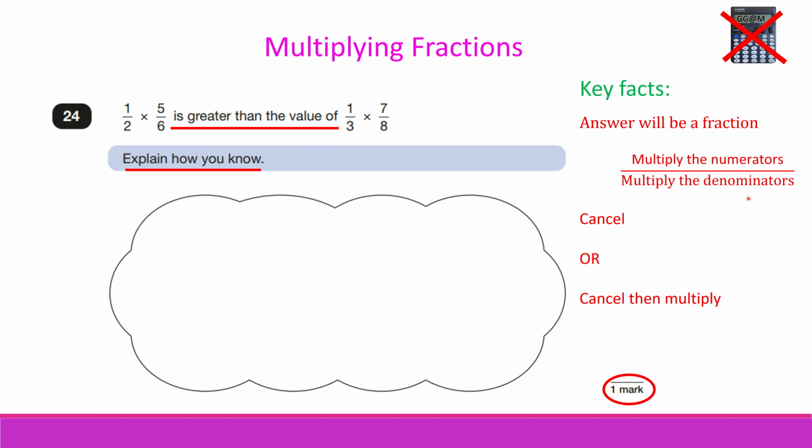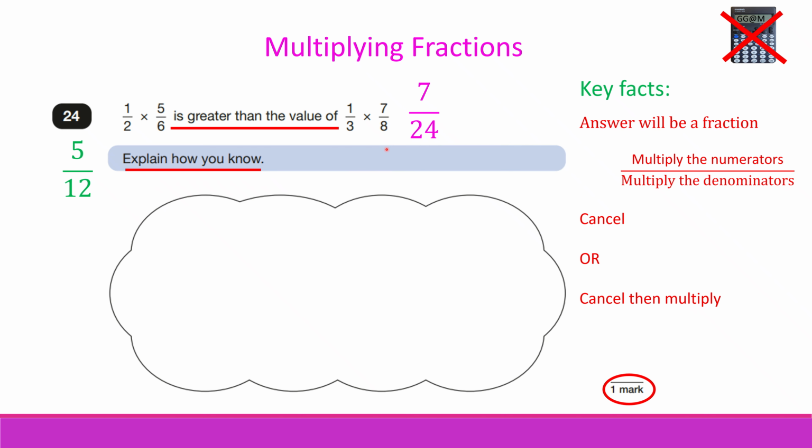Well done. We're going to look at the fraction on the left. We multiply the numerators, the number at the top. So 1 times 5 is 5, and the denominator 2 times 6 is 12. So this is the same as 5/12. The fraction on the right, we do the same. 1 times 7 is 7, and 3 times 8 is 24. So I've got 7/24.